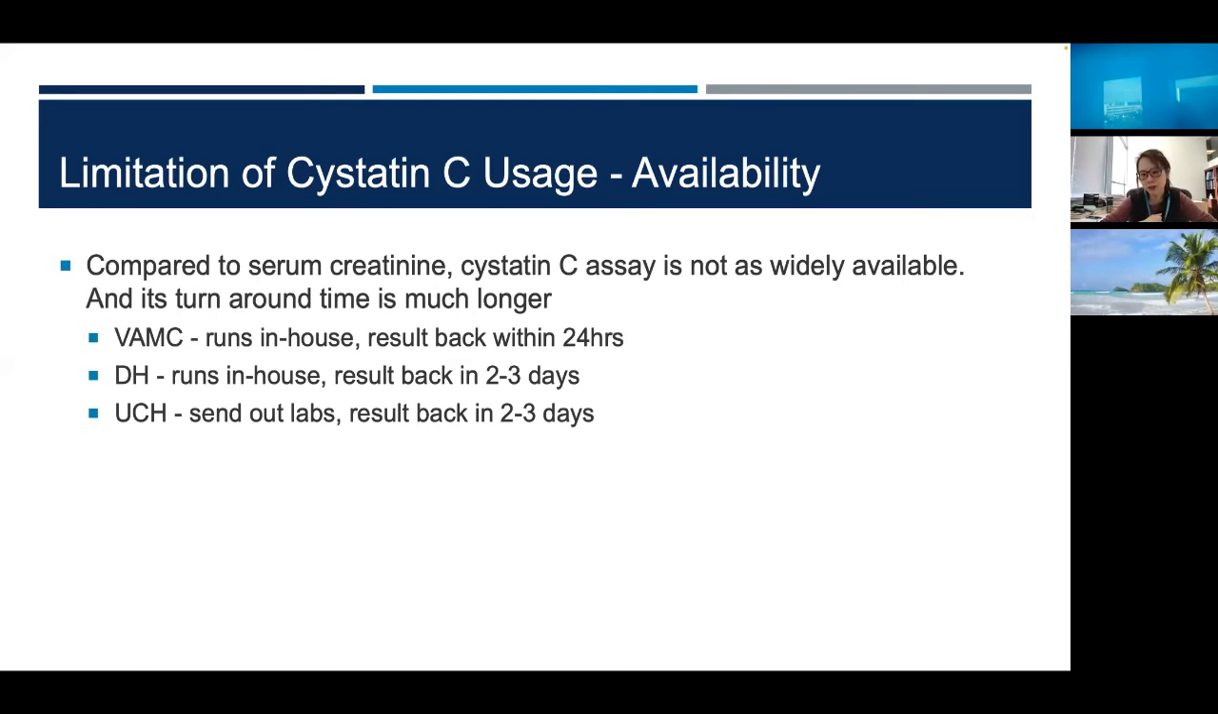I feel like the turnaround time, even if it's within the same day, I would have probably used it a lot more often in the inpatient setting. I don't know if any of the university attendings do things differently or if they do it more frequently in the inpatient setting. I do use it a lot more in my outpatient clinic. Yeah. Sarah, were you going to say something?